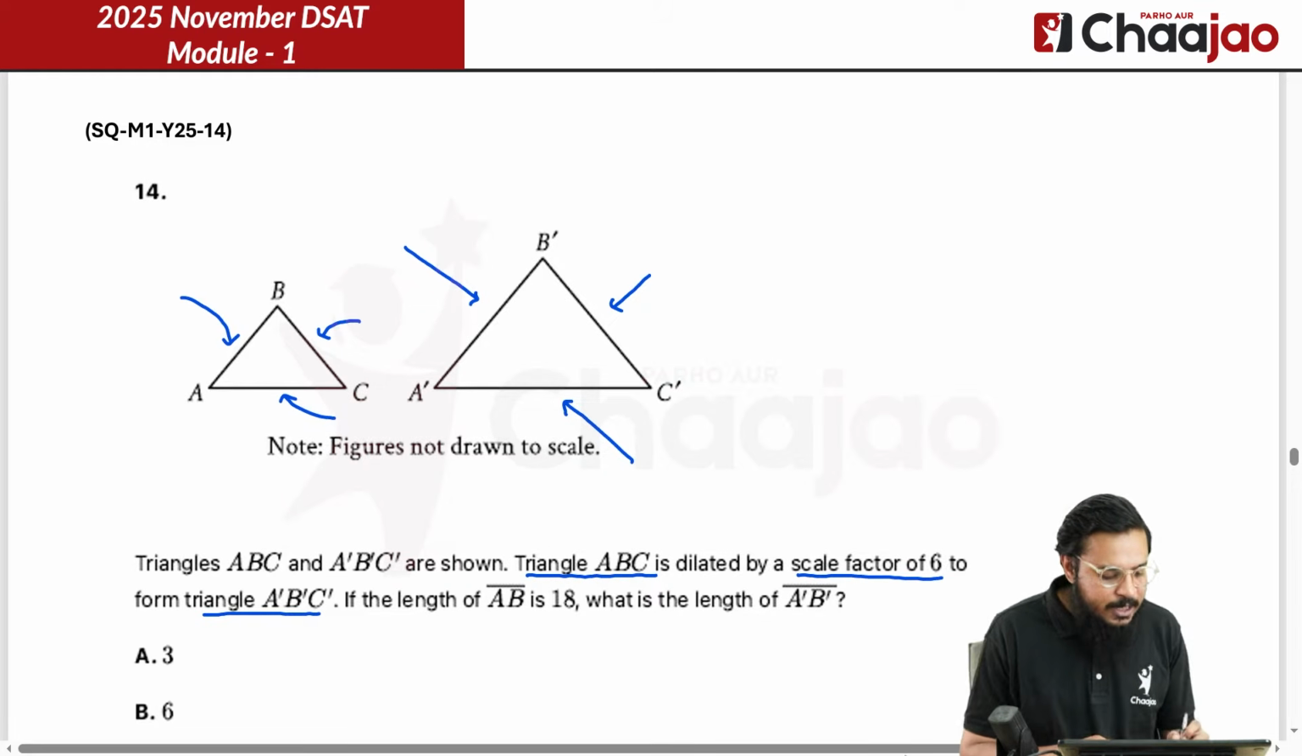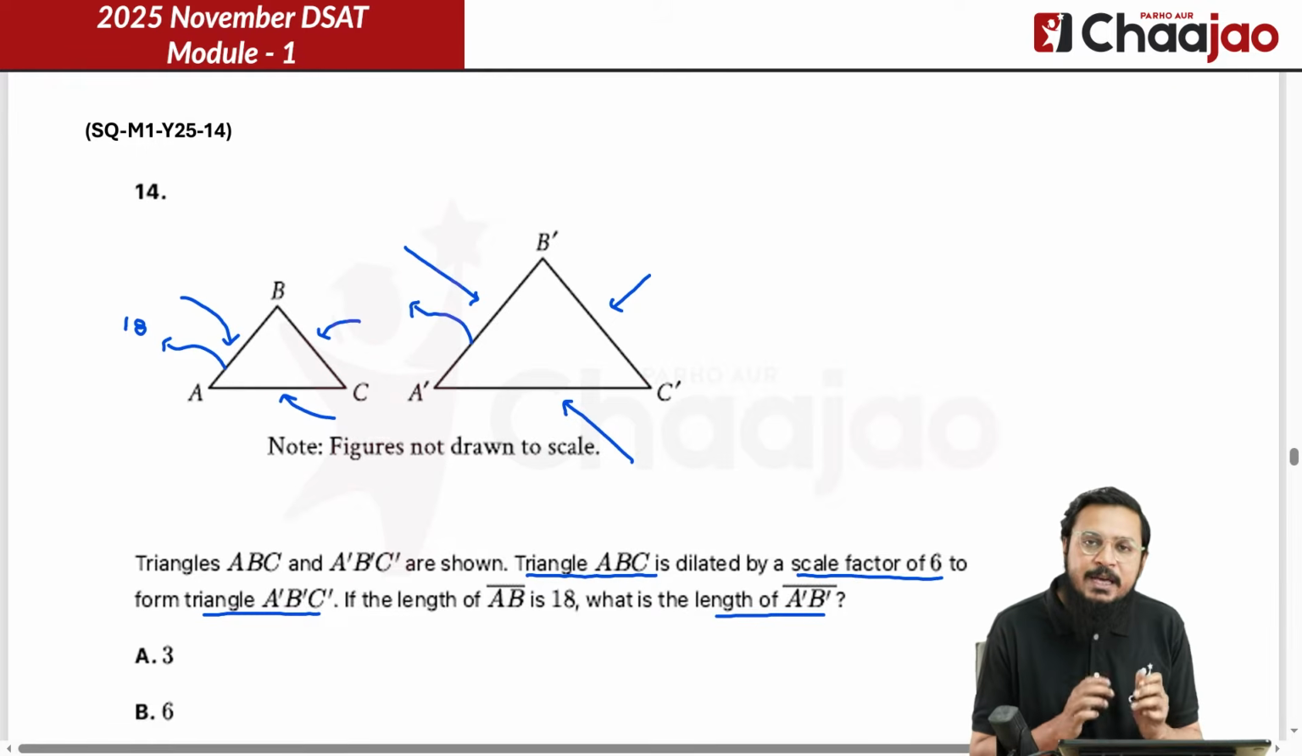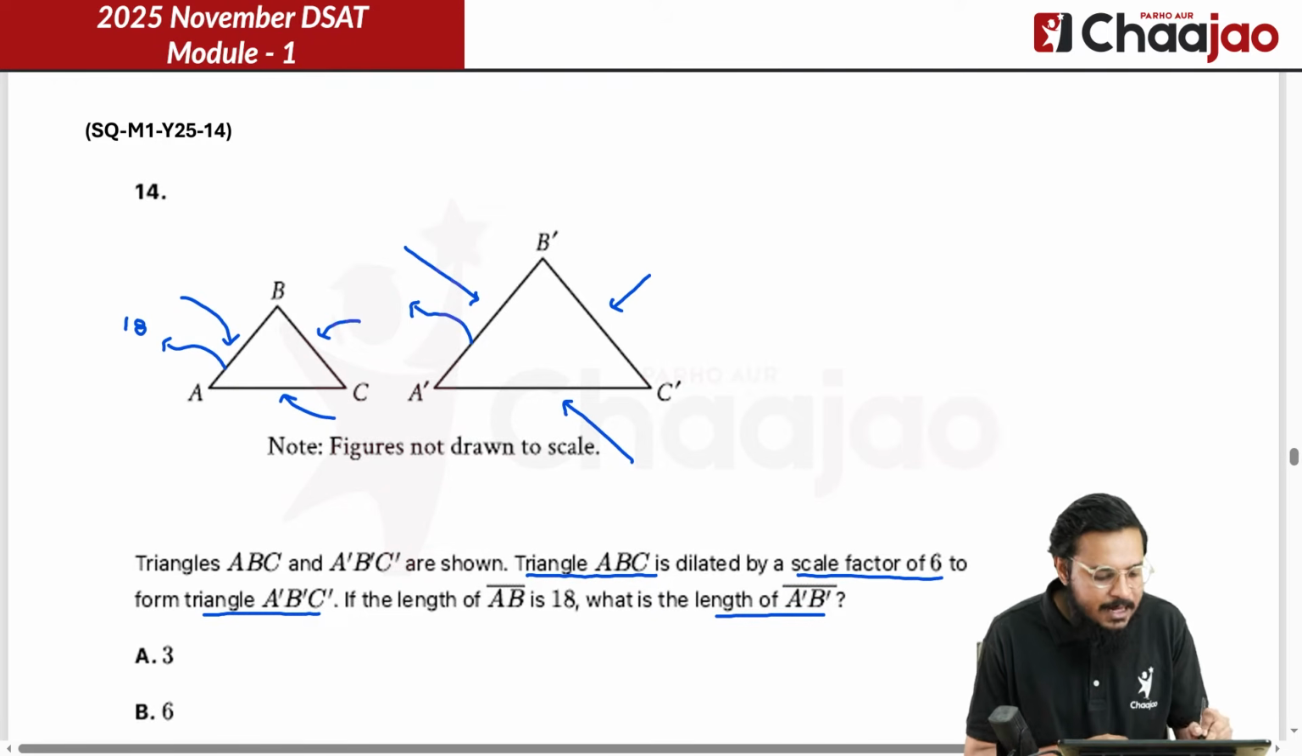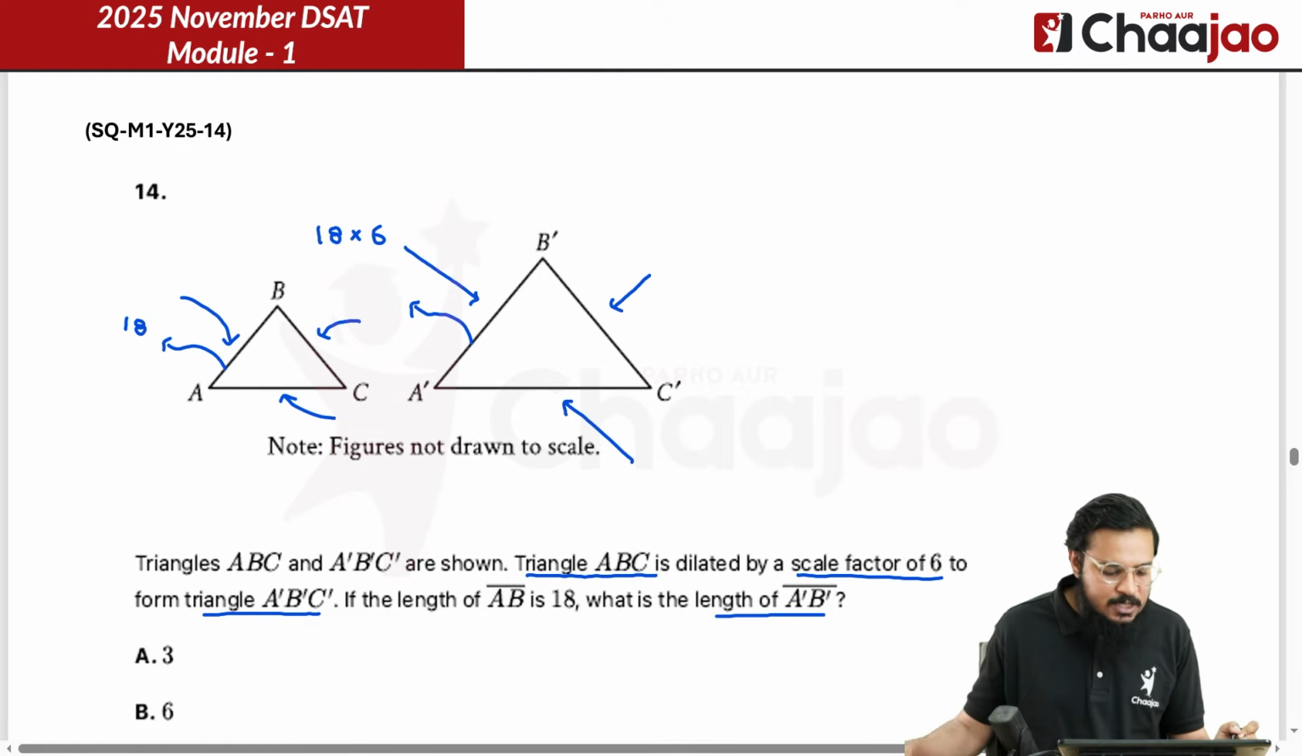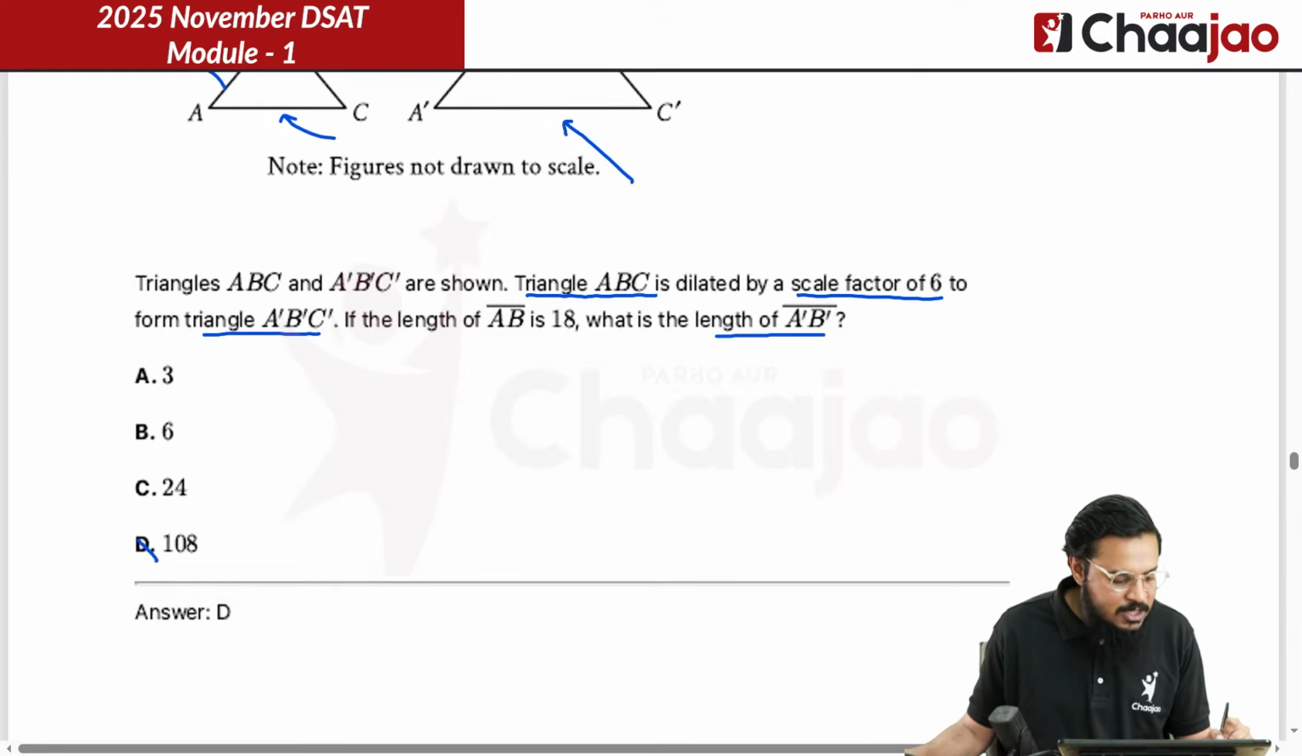So we know the length of AB, this length is given to us as 18, and we really have to find out the corresponding length of the image of this AB that's over here, and we know that this bigger triangle is created by multiplying every single side of triangle ABC by 6. So what's 18 times 6? That would be your answer. This side would be 18 times 6. That would be 108 as your correct choice in answer option D.